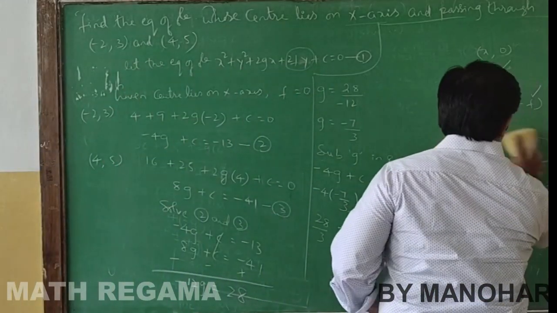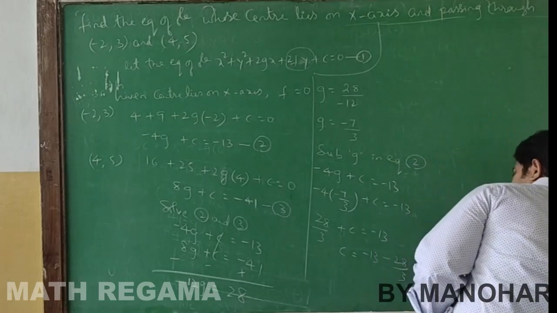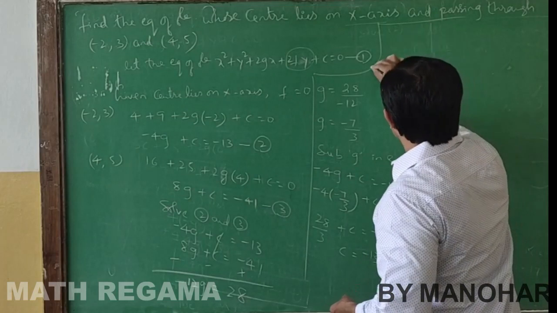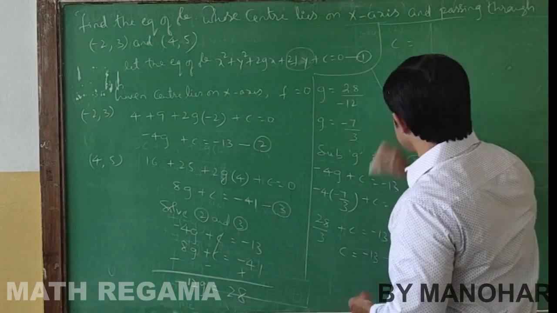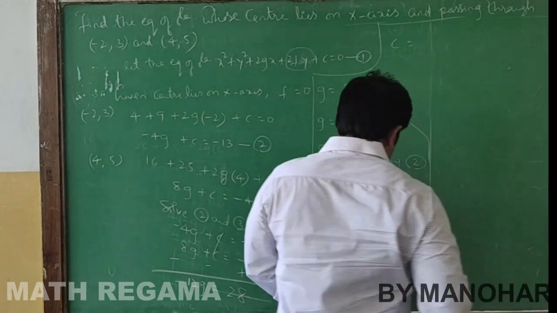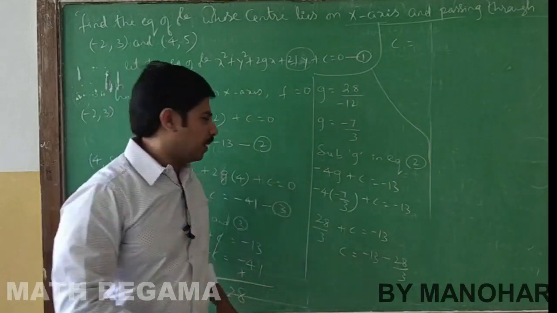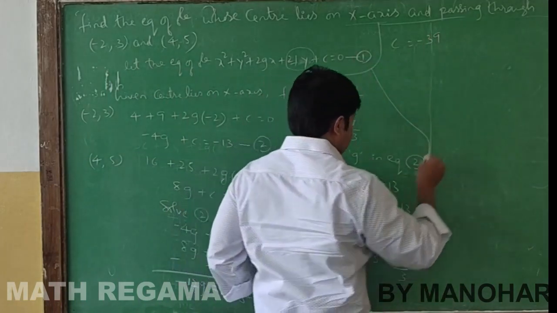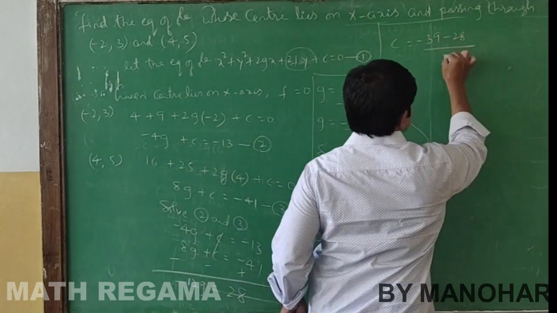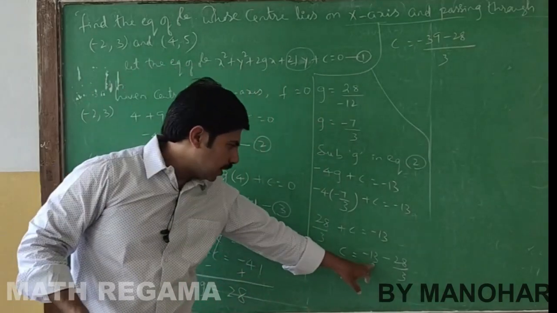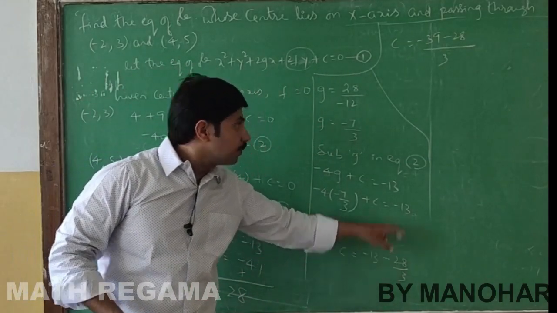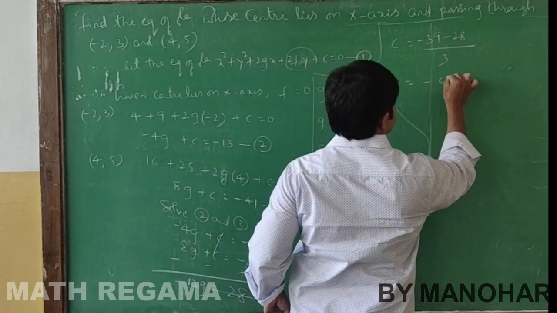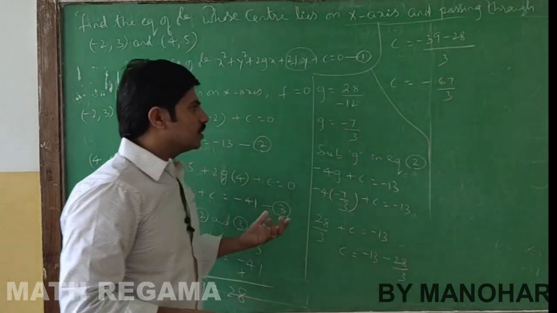So now c is equal to... I am taking LCM. See, minus 13 minus 28 by 3. If I take LCM, minus 39 minus 28 by 3. So c value is minus 67 by 3. So we got c value.